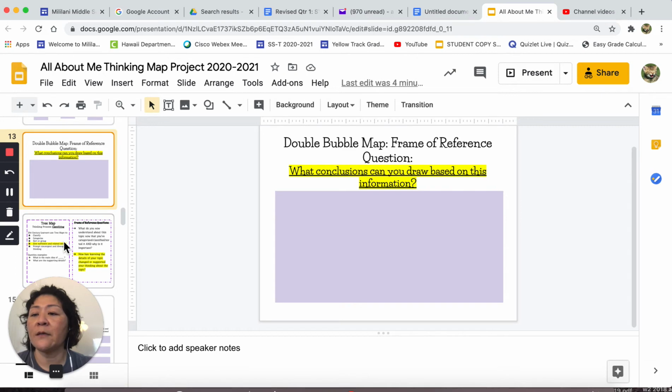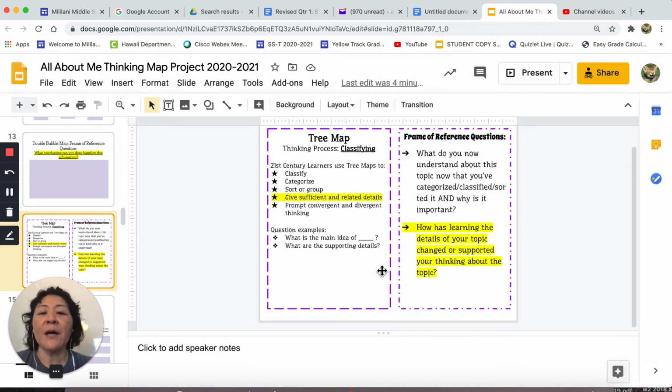So a tree map, the thinking process that is involved is classifying. 21st century learners use tree maps to classify. They use tree maps to categorize. They use tree maps to sort or group. And they give sufficient and related details. And they prompt convergent and divergent thinking. Convergent means to come together and divergent means to separate.